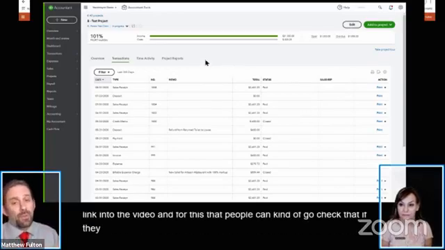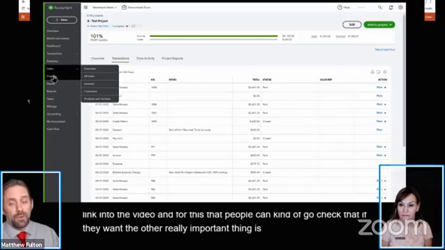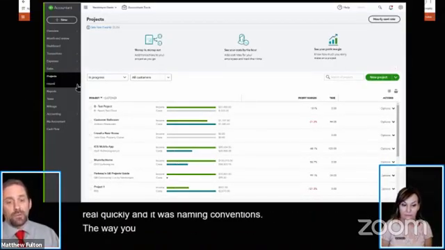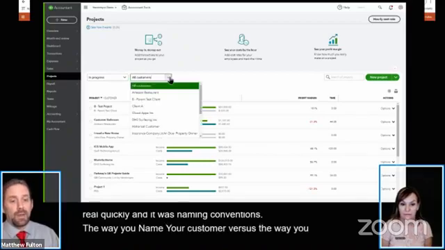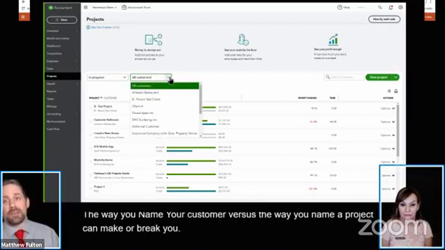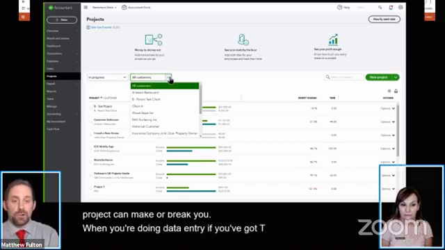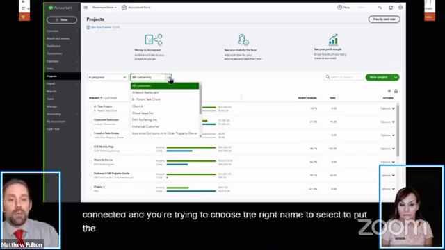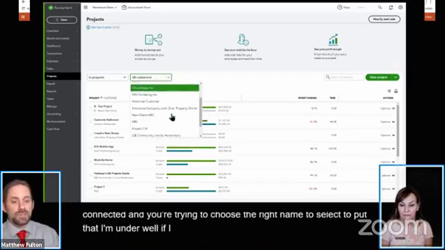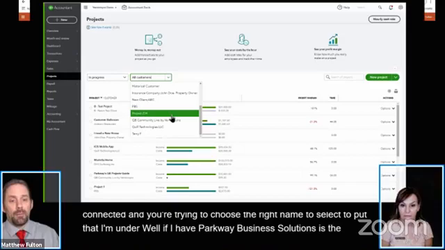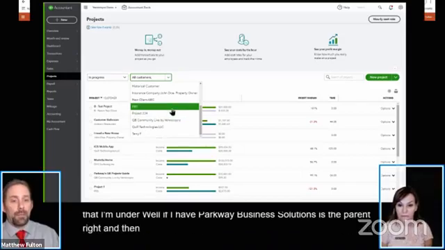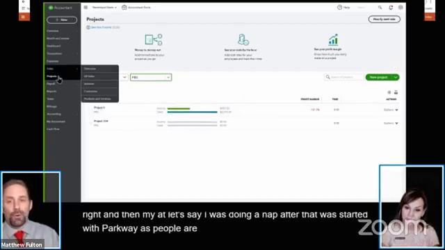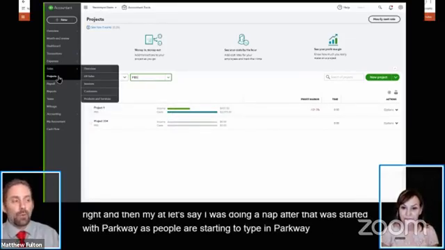Yeah. The other really important thing I touched on real quickly was naming conventions. The way you name your customer versus the way you name a project can make or break you. When you're doing data entry, if you've got TSheets or something connected and you're trying to choose the right name to put the time under, well, if I have Parkway Business Solutions as the parent, right? Mm-hmm. And then let's say I was doing an app after that, which started with Parkway. Well, as people are starting to type in Parkway, they can select the wrong thing.